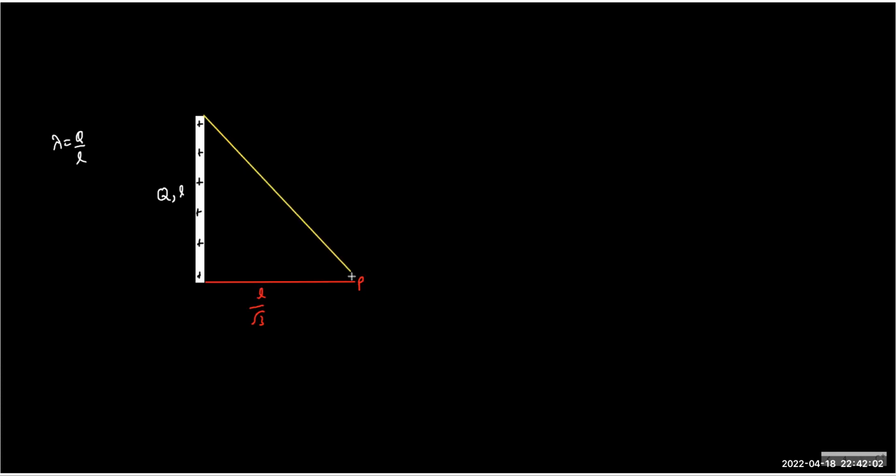I didn't see that you changed it to L by root 3. So you just need to find this angle. That's it. Yes, sir. So this is the total angle subtended by the rod.